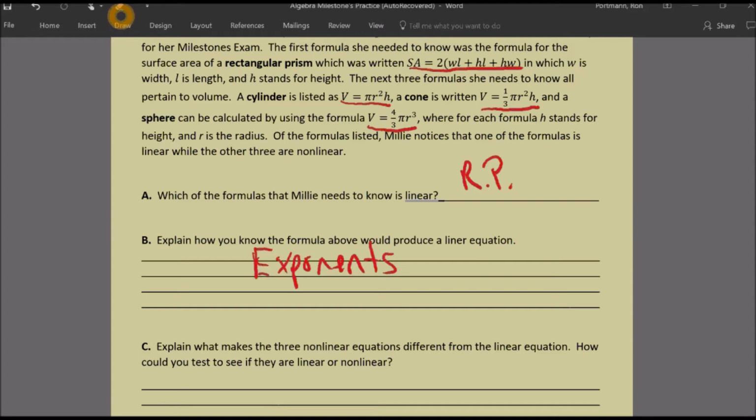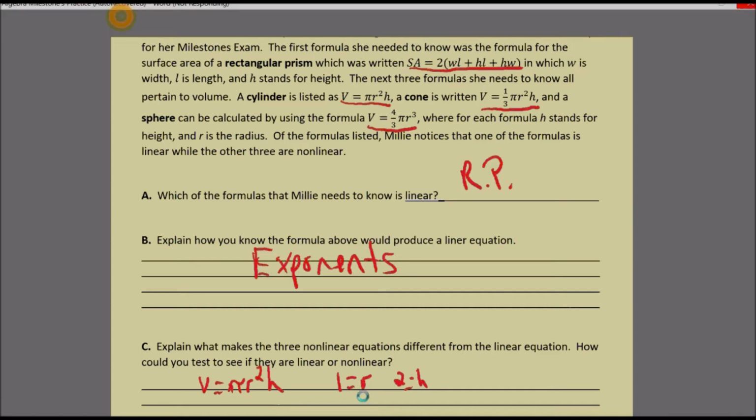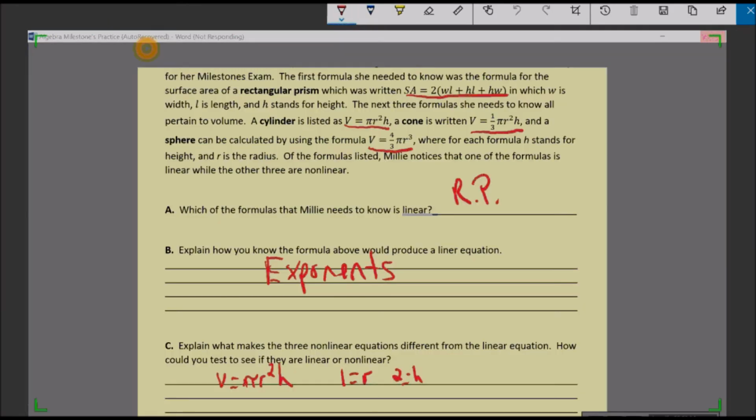So, like for the cylinder, try putting a 1 in for R and a 2 in for H. And then try putting a 2 in for R and a 3 in for H. It would be going up by the same amount every time if it was linear, all right?